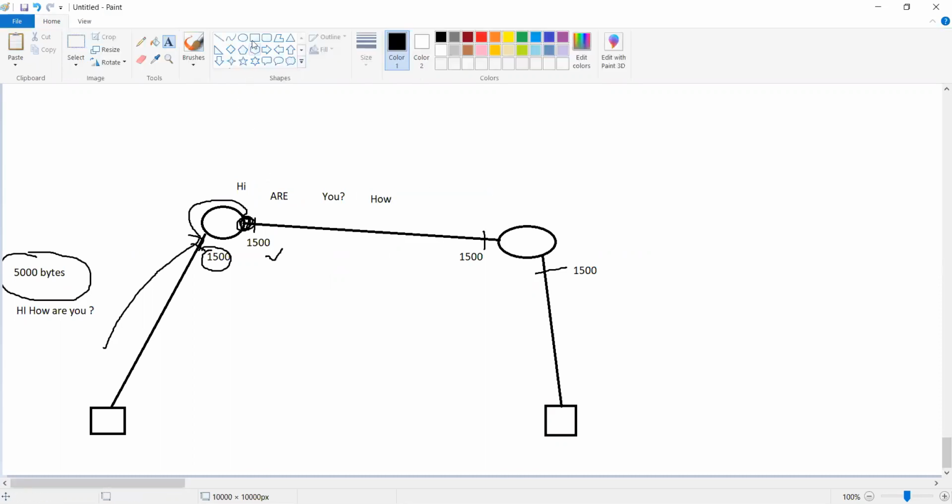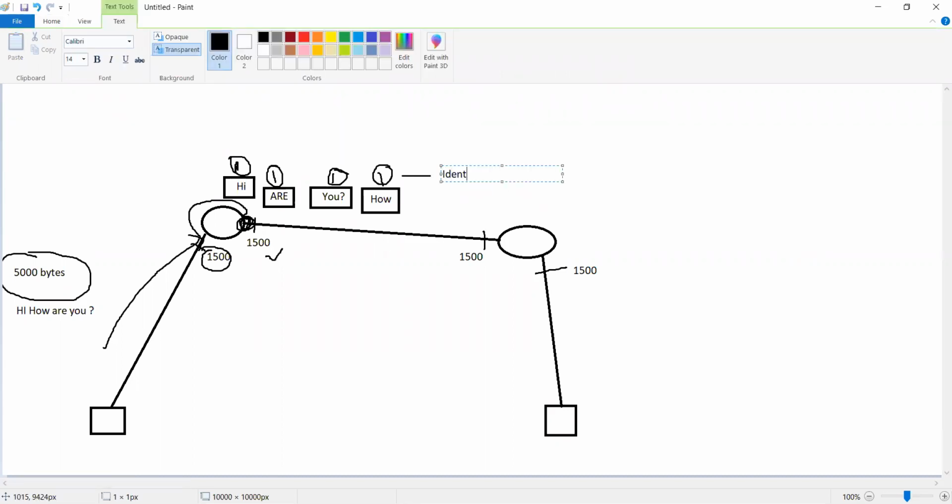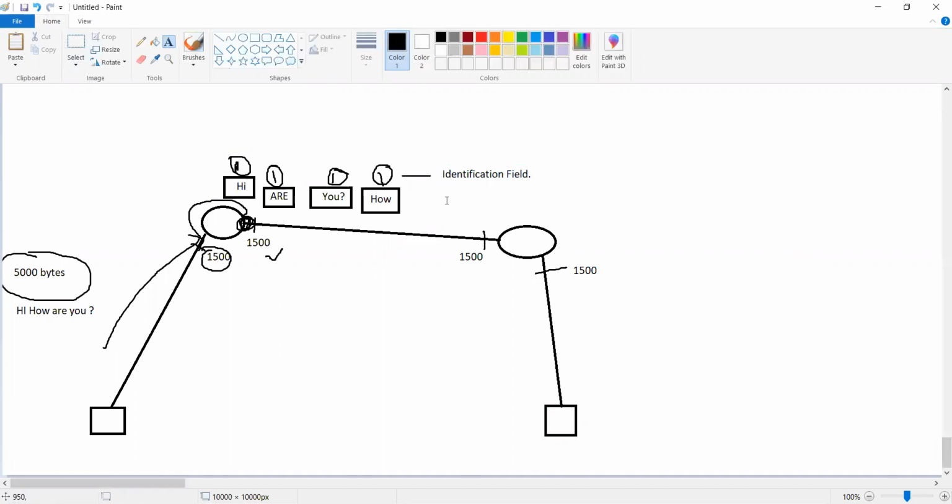Now, these fragments are mismatched in order, right? So there are two fields in case of IP to identify that all the fragments belong to the same packet. That is marked with the identification field. For example, I'm marking 1. This 1 means I'm indicating that all these fragments belong to the same packet. What is this one called? Am I clear? Identification field.